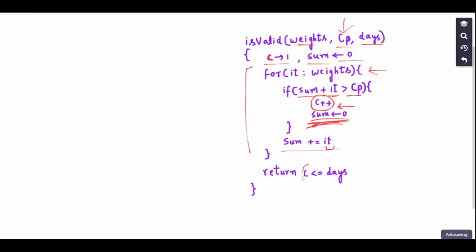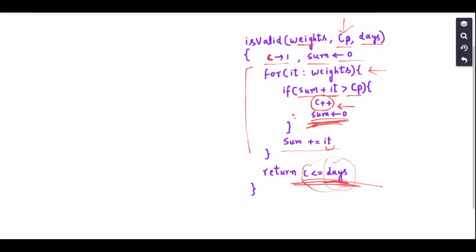At the end, I will check if the number of days that I have counted is less than or equal to the number of days that we are given. If it is the case, that means I can transfer the weight in these number of days which we are given. Otherwise, I can't transfer, so I will return false in that case. Fine. So that's how this isValid function is working.